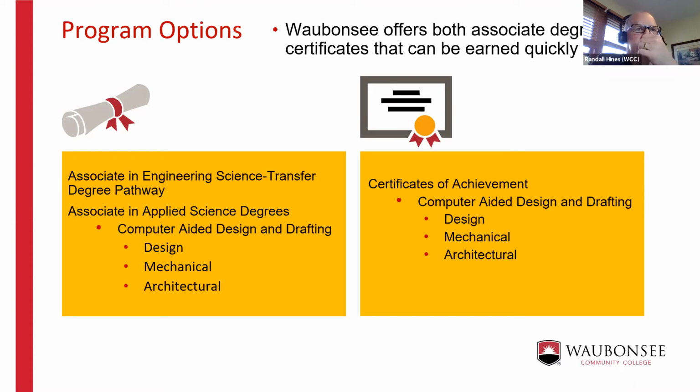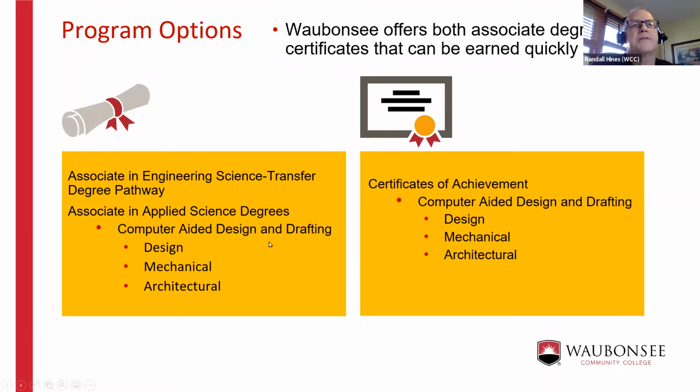Now, depending on your goals and objectives, you can also go after a certificate. Let's say you come into the college already with an associate degree. Then you can go after a certificate, and instead of taking all the general ed classes and the electives, you just take a specific amount of classes, and you can achieve a certificate in design, mechanical, or architectural.